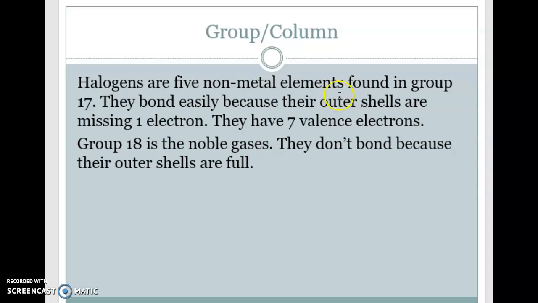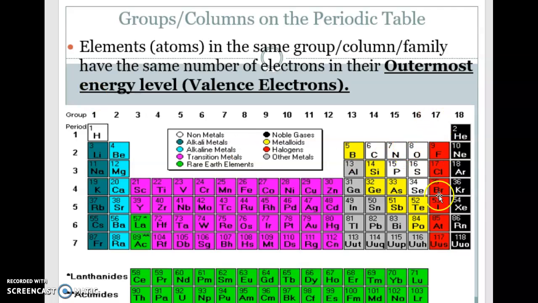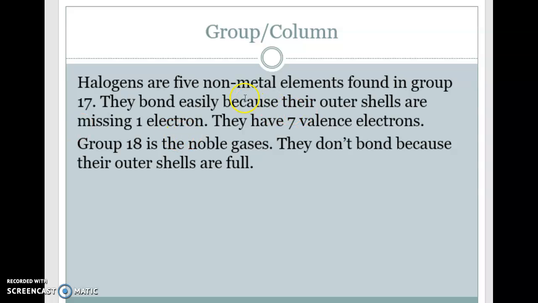Halogens are 5 nonmetal elements that are found in group 17. And again, if you need a reminder, this is group 17, your halogens. They bond easy because their outer shells are only missing 1 electron. They have 7, they only need 1. Now I need you to stop and think about this. If all the elements in group 17 have 7 valence electrons, so they only need 1, which group are they most likely to bond with?